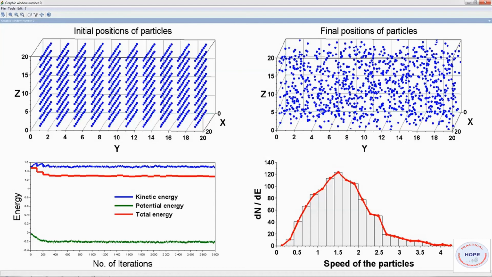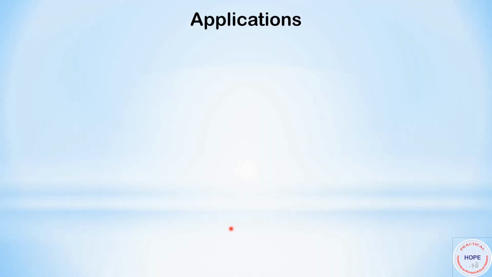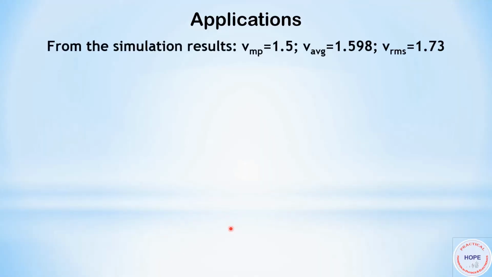We can see from the 4th plot that the peak we are getting is at speed of 1.5. Most probable speed is 1.5. So we have got all the 3 speeds: most probable speed, average speed and root mean square speed. From simulation results, VMP is 1.5, V average is 1.598 and VRMS is 1.73.